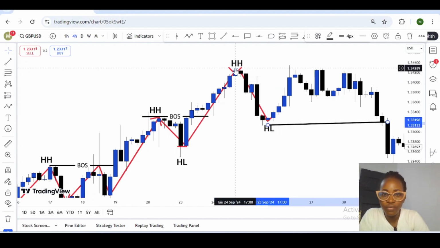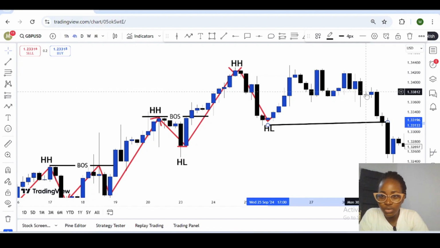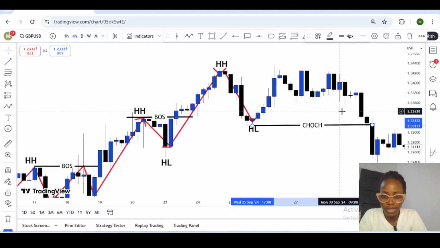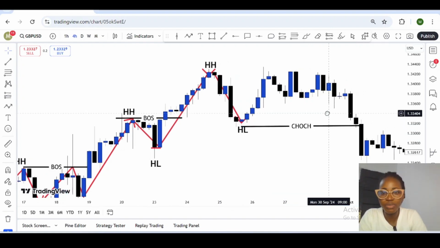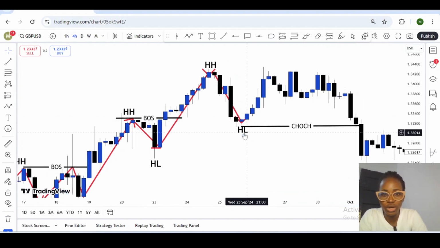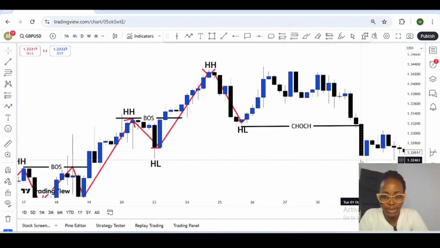Since price has refused to break this recent higher high here, we do not have a break of structure, right? But since this push now, since price changed its direction to the downside, breaking out of this recent higher low, we have a change of character. Here we have a change of character. Change of character means price has changed from its current direction or trend to a new one.